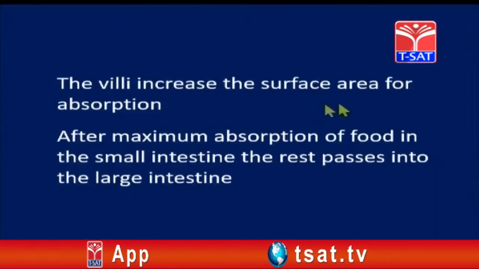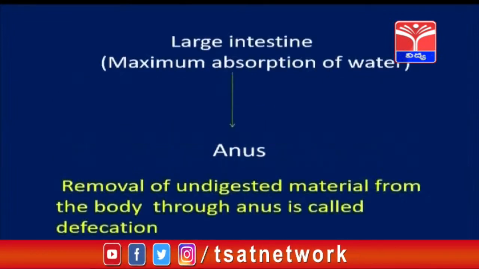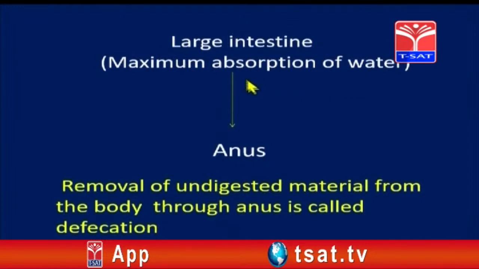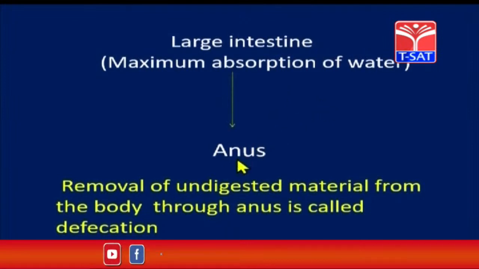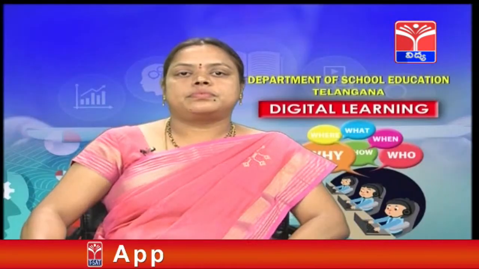The villi increase the surface area of absorption. After maximum absorption of food in the small intestine, the rest passes into the large intestine. What is happening in the large intestine? In the large intestine, maximum absorption of water takes place, and the waste material is stored in the rectum, and from the rectum it comes out through the anus. The removal of undigested material from the body through the anus is called defecation.